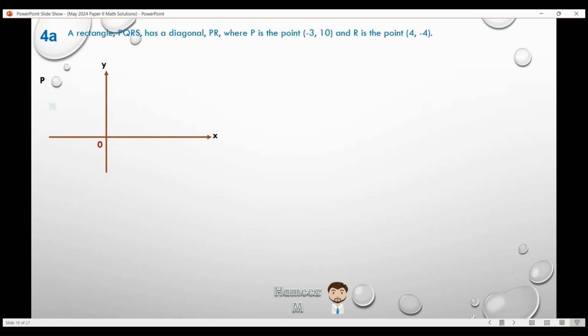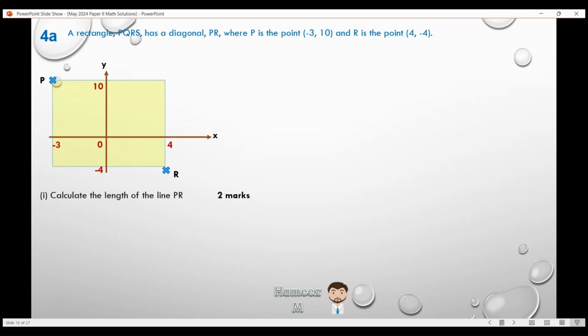So P is (-3, 10), so it fits into the second quadrant. And if we consider -3, that will be the x value, and 10 will be the y value. So somewhere along that position within the second quadrant is where P lies. R is (4, -4), so that fits into the fourth quadrant, where we consider that the x value is 4 and the y value is -4. So we have a general idea of this diagonal. Remember, it's a rectangle PQRS, and its diagonal PR is what we're being given the information about.